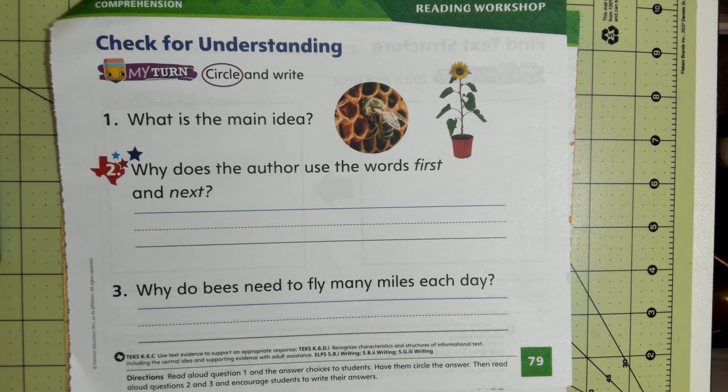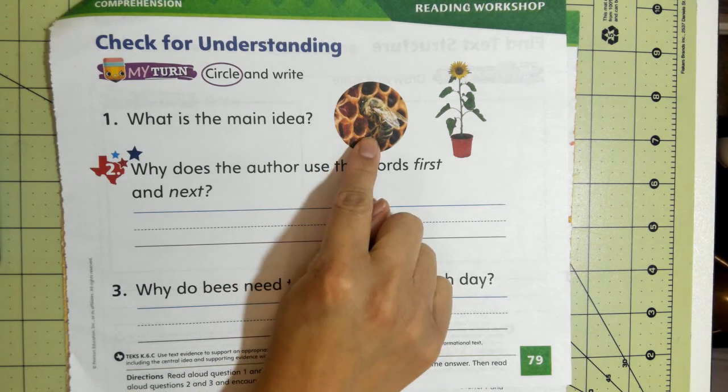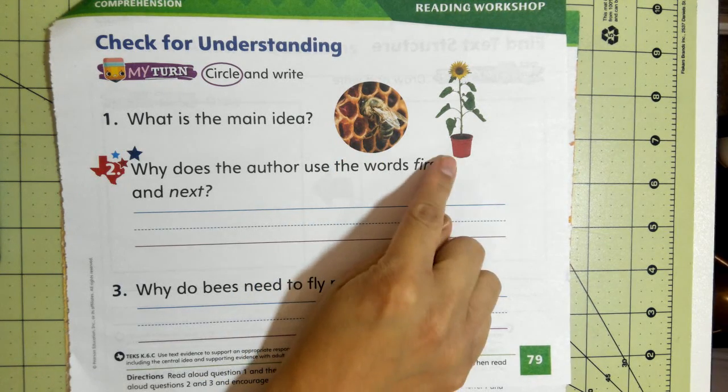All right, boys and girls, now that you've read the story From Nectar to Honey, again, we're going to answer the Check for Understanding questions on page 79. So we're going to answer the first two together, and then you'll answer number 3 by yourself. Okay, so number 1 is, what is the main idea? So what was the story about? What was it mostly about? Bees making honey or flowers?